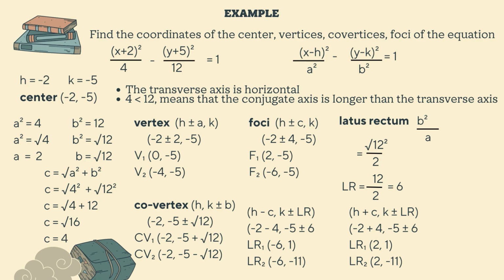And for endpoints 3 and 4, we have (h + c, k ± LR). So h is -2, c is 4, k is -5, and LR is 6. So -2 plus 4, we have 2. -5 plus 6 is 1. -5 minus 6 is -11. So our endpoint 3 is (2, 1). Our endpoint 4 is (2, -11). So those are the coordinates of the center, vertices, co-vertices, foci of the given equation.